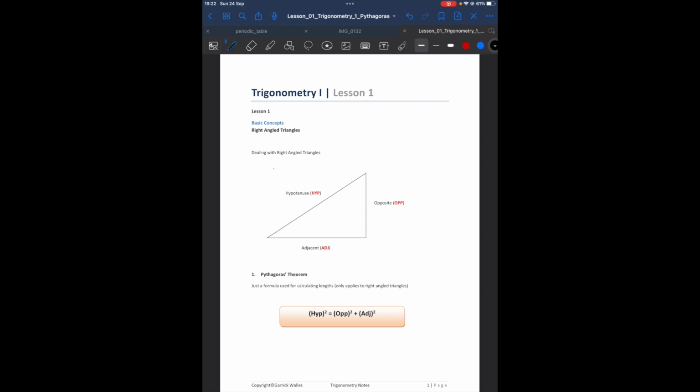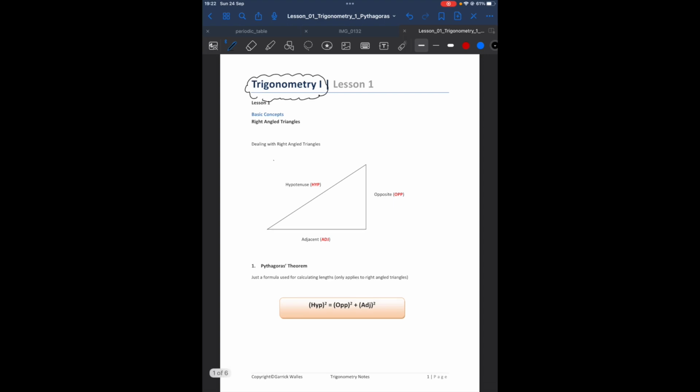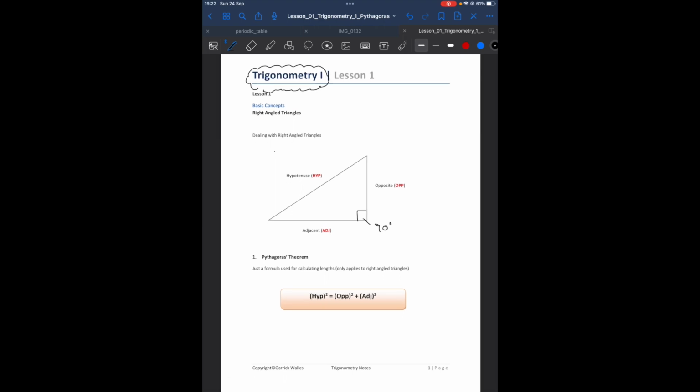Trigonometry is the study of right-angled triangles. And a right-angled triangle is effectively any triangle where one of the angles is 90 degrees. In this case, the 90-degree angle is here. The most important step in trigonometry is to be able to label the sides of your triangle.